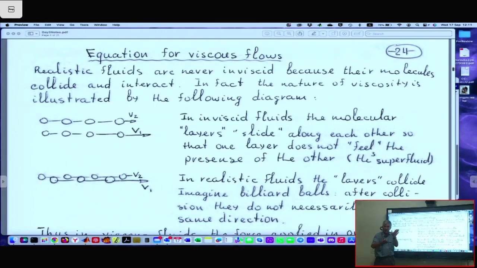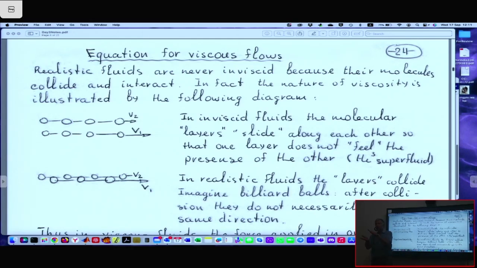As they communicate with each other, right? It's like you going through a crowded place. You go straight, but if somebody is in your way and you bump into them, that person goes sideways. So the force applied in one direction causes a reaction in a completely different direction. That's the difficulty with describing flows of viscous fluids. You apply the pressure in this direction, but the fluid starts going in a different direction.